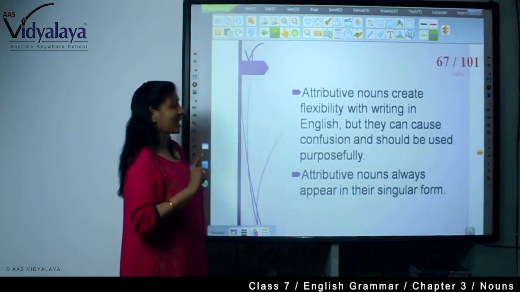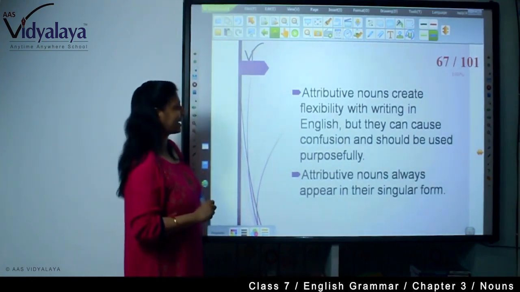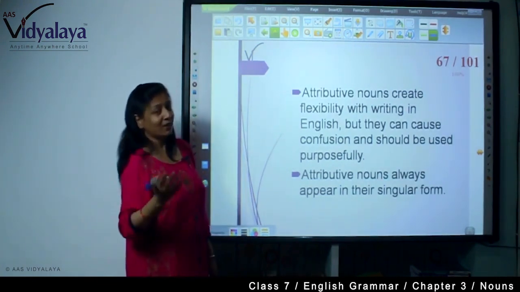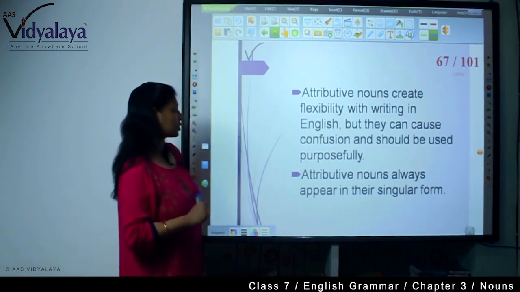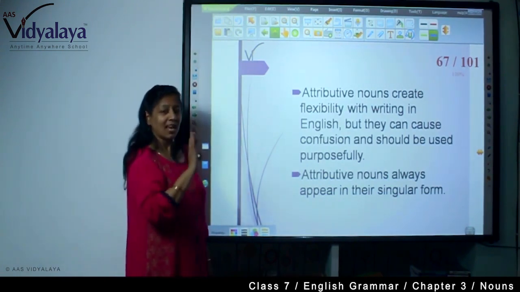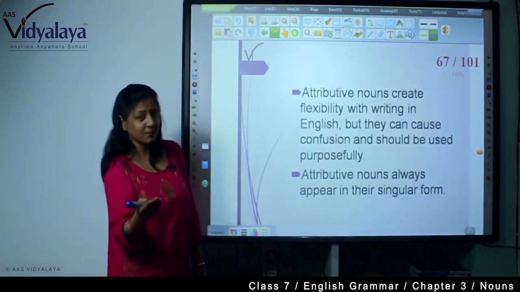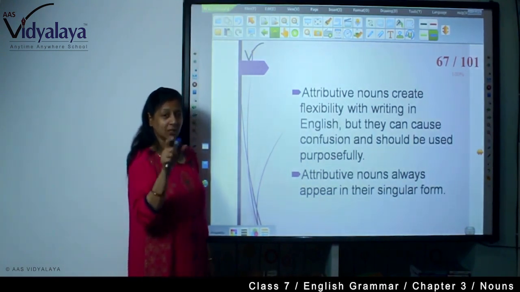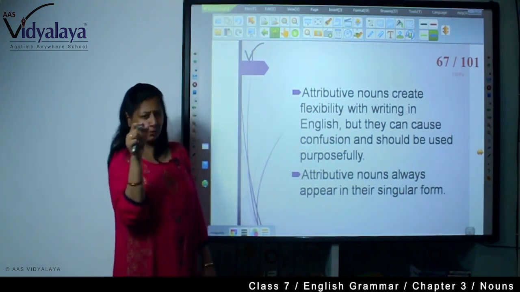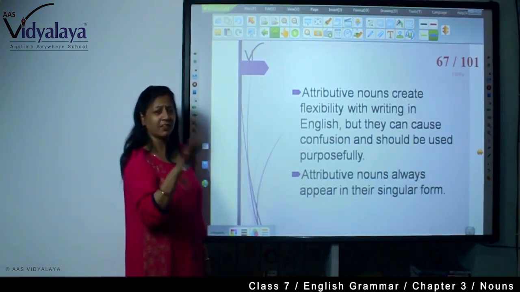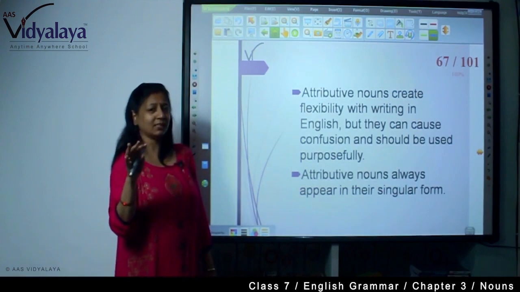Attributive nouns create flexibility with writing in English, but they can cause confusion and should be used purposefully. If there is no purpose, don't use attributive nouns. But if there is a purpose, suppose you need to write within a limit of 100 words or 200 words, whatever it is.